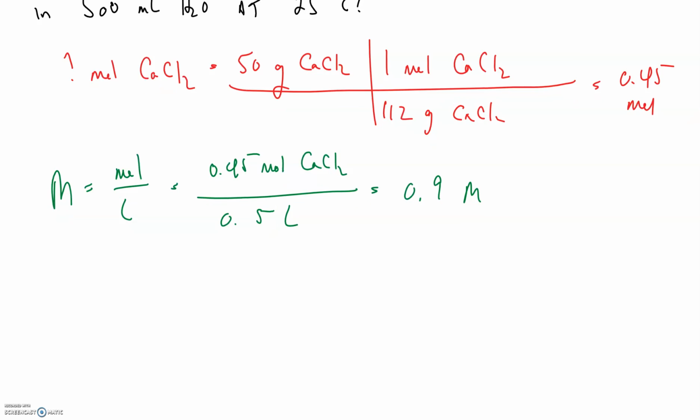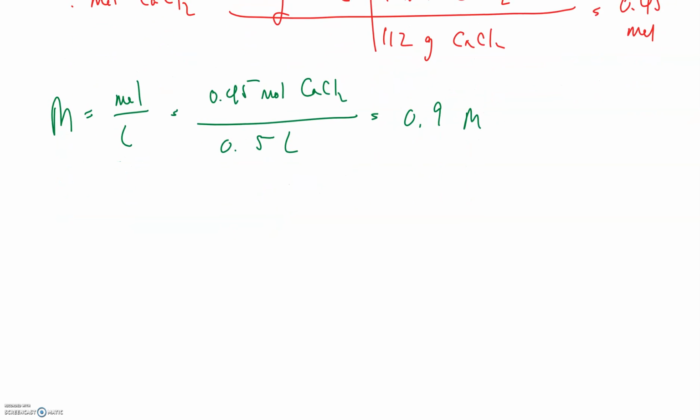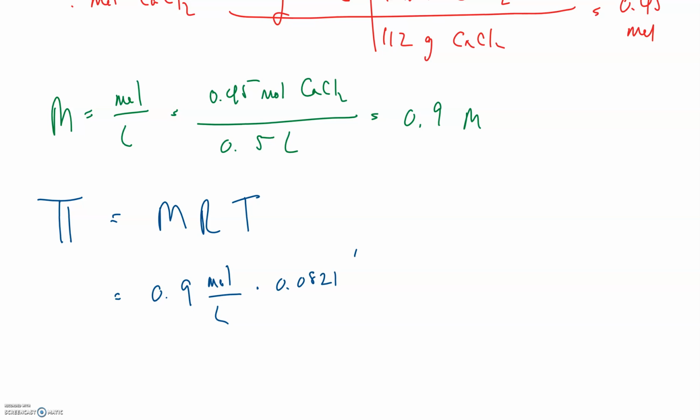All right, let's plug this into our equation. According to this equation, osmotic pressure in atmospheres is equal to molarity times the ideal gas constant times the temperature in kelvins. So we have a molarity, 0.9 moles per liter. I'm going to write out the molarity like this. Our ideal gas constant, 0.0821 liter atmospheres over Kelvin moles. And our temperature is 25 degrees Celsius. We're going to add 273 to that to get it into kelvins.